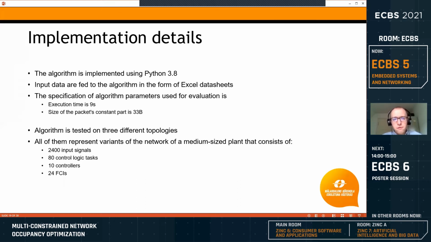We created 3 different topologies, and we tested our algorithm on those. And all of those topologies represented a variant of a network of a medium-sized plant, and the number of devices defined by that medium-sized plant is shown here down on the slide.